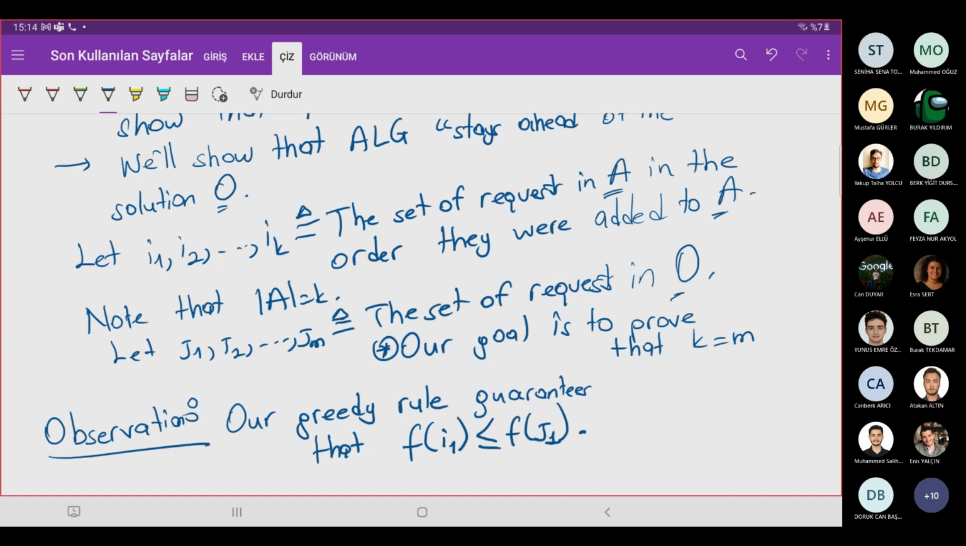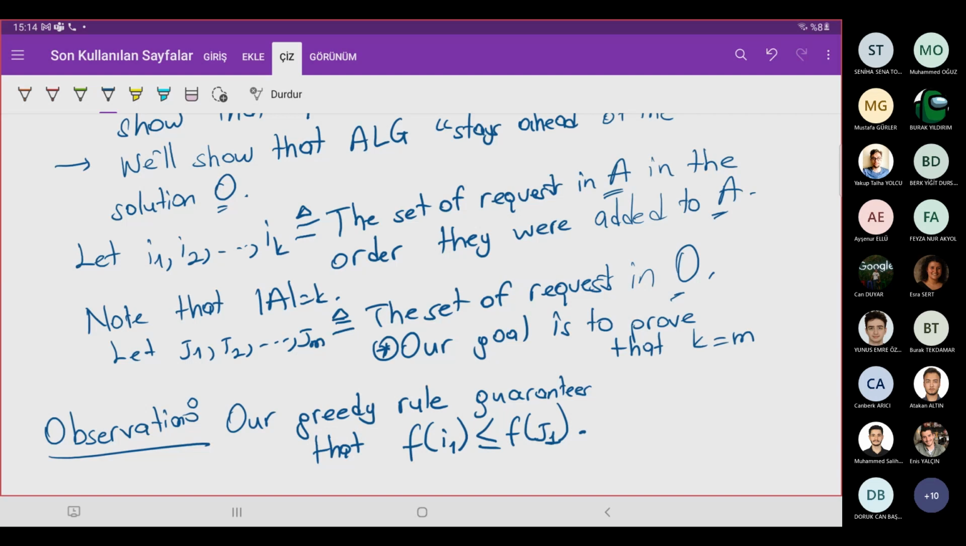Our greedy rule is to accept the request that finishes first. So if my algorithm selected i1 first, then it means that its finishing time is less than or equal to the finishing time of all the other requests. That's why my algorithm selected it, okay? That's why fi1 is less than or equal to all the remaining requests, including fj1, okay? So fi1 is less than or equal to fj1.